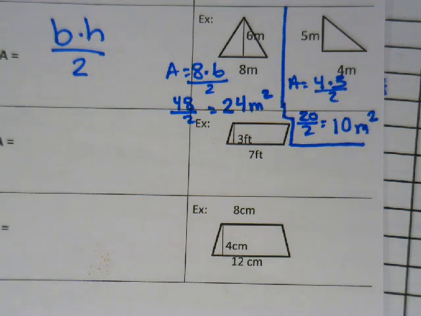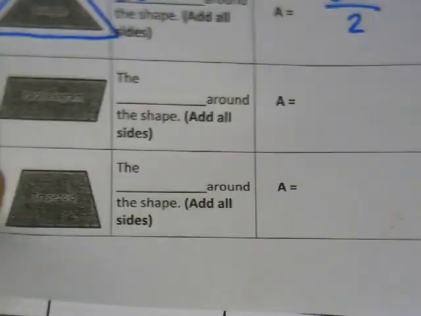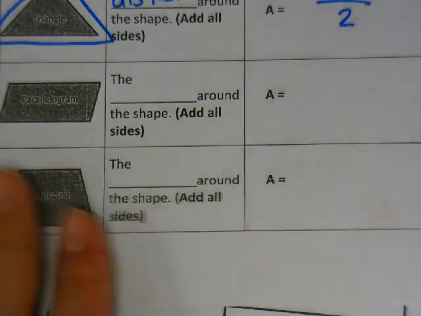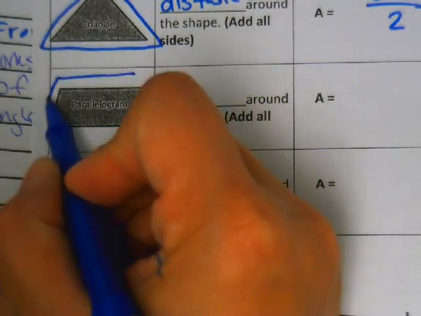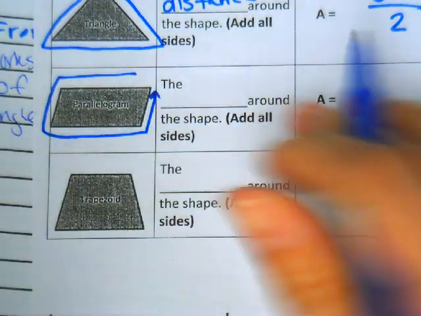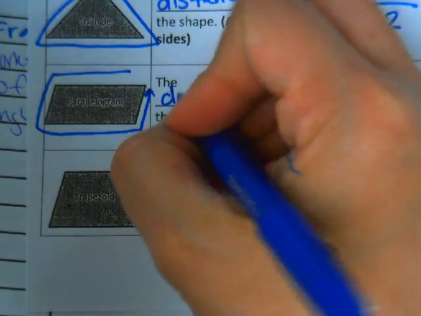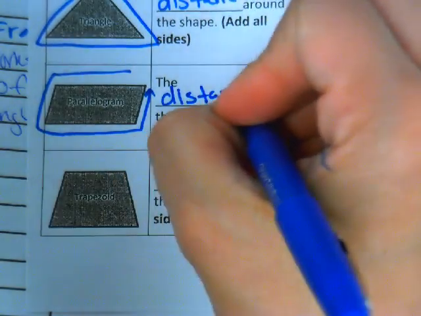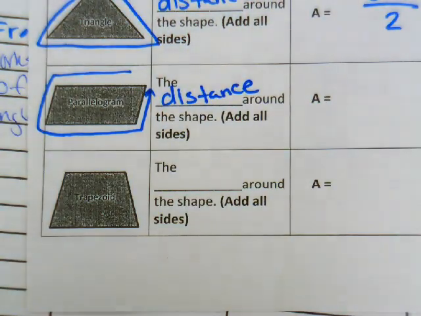Okay, you wrote all that down, nice and small. All right, parallelogram. How do I find the perimeter? Perimeter, all the way around. How do I find the perimeter? The distance all the way around the shape.